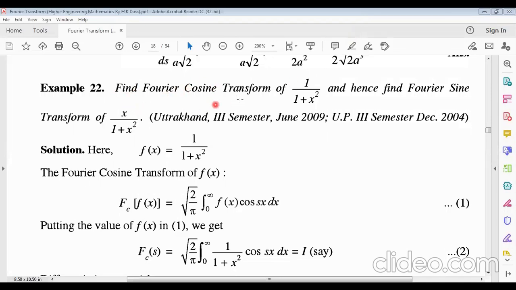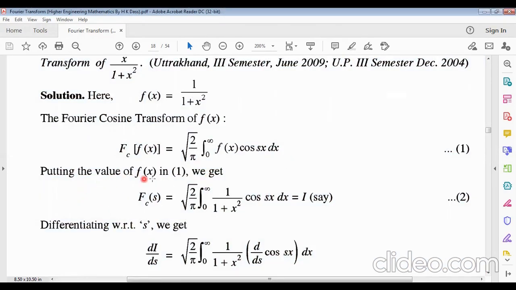We find the Fourier cosine transform of 1 divided by 1 plus x square, and hence find the Fourier sine transform of this also. The functions are 1 by 1 plus x square, and x divided by 1 plus x square. Now for the first part, we are given f of x equals 1 by 1 plus x square. So for the Fourier cosine transform, by using formula number 3, we get root over 2 by pi, integral 0 to infinity f of x cos sx dx.